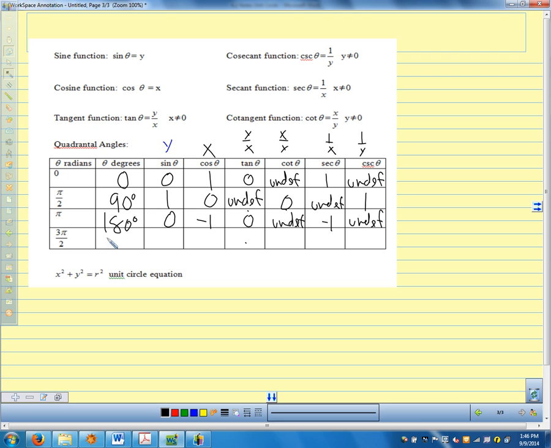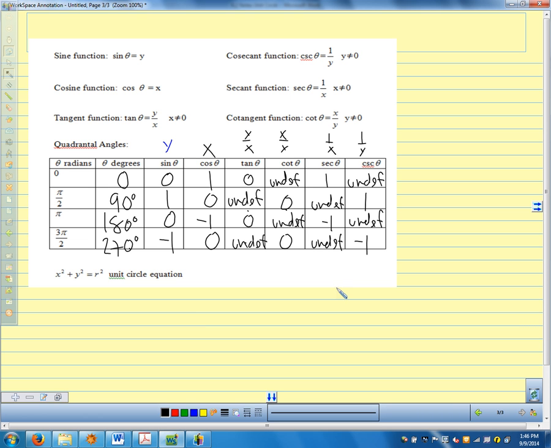3 pi over 2, 270 degrees. So that's one that we hadn't filled in on our unit circle. Sine, what's the y coordinate at 270 degrees? -1. The x coordinate, 0. Y over x, undefined. X over y, 0. 1 over x, undefined. And 1 over y, -1. So there's our trig functions for all of what we call our quadrantal angles.